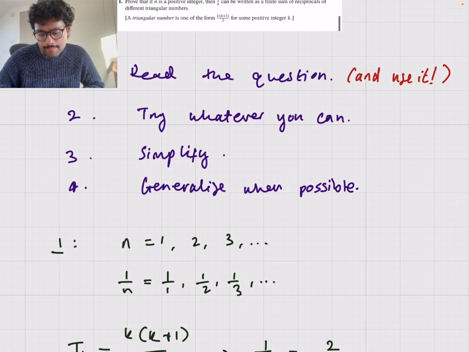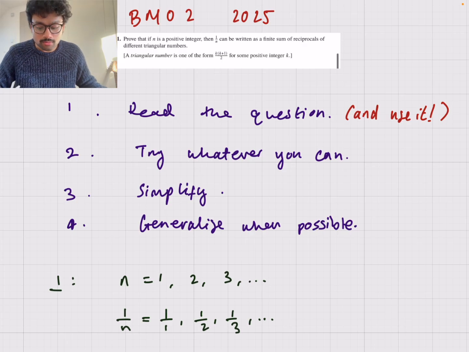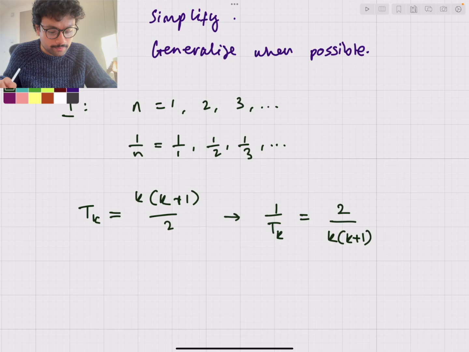Our second step is to try whatever you can, which sounds obvious, but it's unbelievably important, because the only way for us to find patterns that we recognize is to do what we know how to do, because that's how we found them in the past. So let's try and see what we can do. Well, 1 over n here is clearly the easier part to deal with.